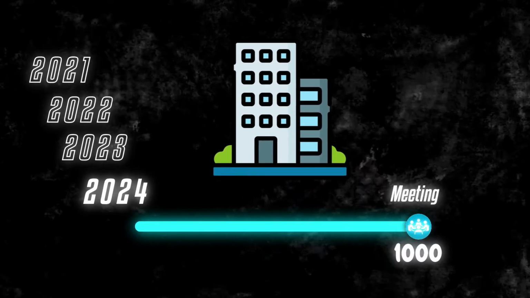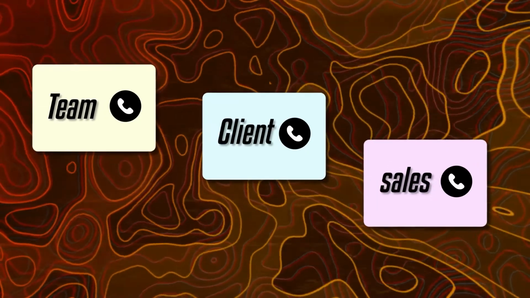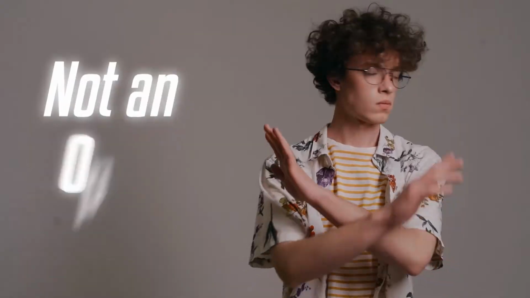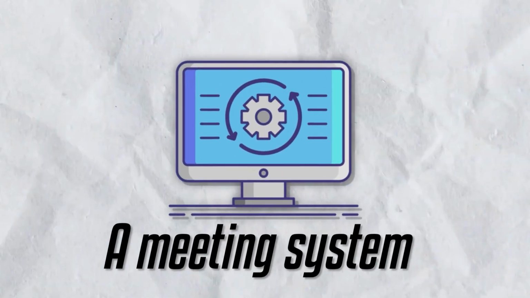The average agency has just over 1,000 meetings every single year. From team calls, client calls, and sales calls, having a meeting system for your agency is not an option, especially at scale. A meeting system shouldn't be complicated.